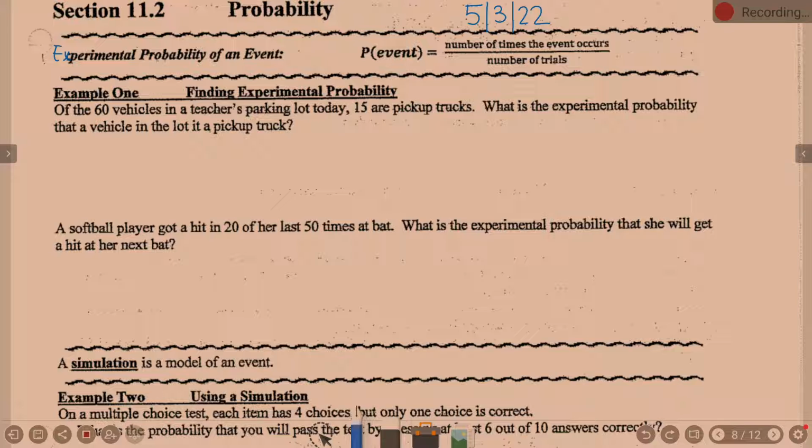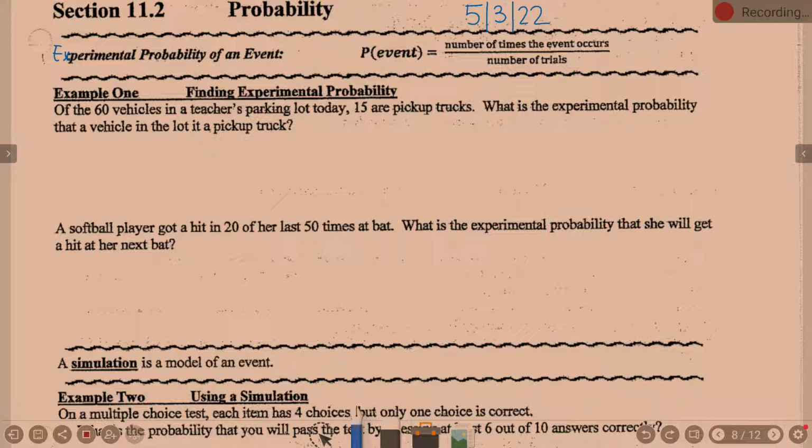So, for an example, probability of an event. Often you see P, and then in parentheses there'll be whatever they're asking you to find. And then we're going to talk about a fraction: number of times the event occurs over number of trials. So, how many times was it delivered? On top, how many times that event occurs over the total number of possible outcomes.